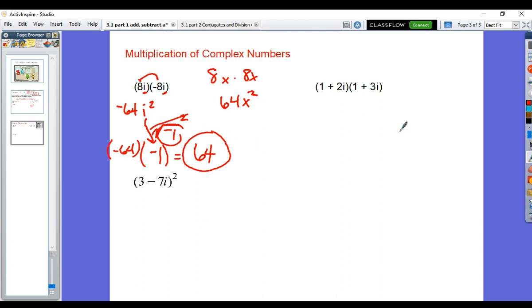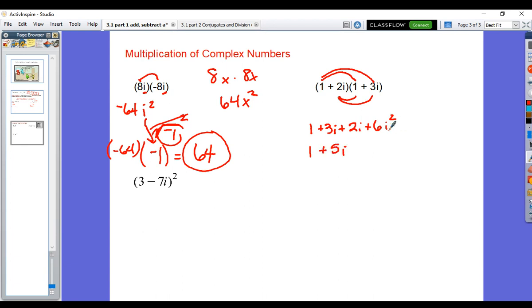Now let's look at something a little bit more complex with multiplying complex numbers right here. Just like you would any other set of binomials, you distribute the information. So 1 times 1, 1 times 3i, 2i times 1, 2i times 3i. So 1 times 1, 1 squared, or just 1. 1 times 3i gives us a positive 3i. 2i times 1 gives a positive 2i, and then 2i times 3i gives us a positive 6i squared. And like you would any other binomials, you add like terms. We got 1, it's only 1 right now, and then 3i plus 2i gives us a positive 5i.